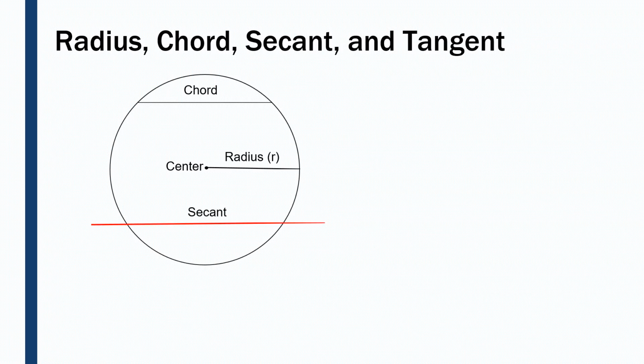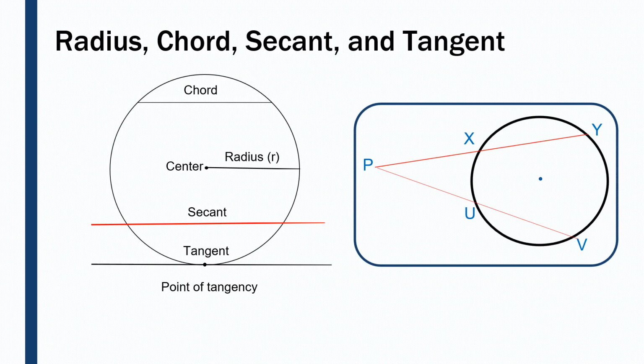And next one is a secant. A line segment that extends a chord beyond the circle is a secant. And last, tangent and point of tangency. A line is tangent to a circle if it meets the circle in exactly one point. So point of tangency is the point of intersection between a circle and a tangent to the circle.